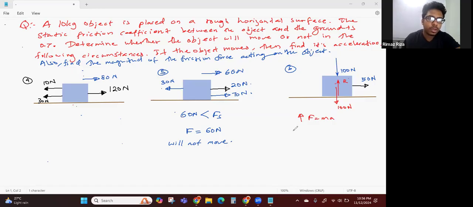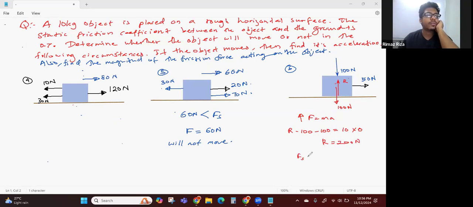So the net force: R minus 100 minus 100. So 100 and 200 are in the downward direction. Using the equation, upward direction, force equals mass times acceleration, which is 0, because it's not moving in the vertical direction. Therefore, R equals 200 Newton.